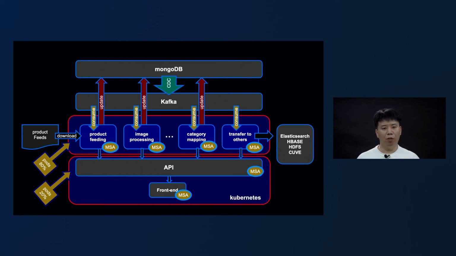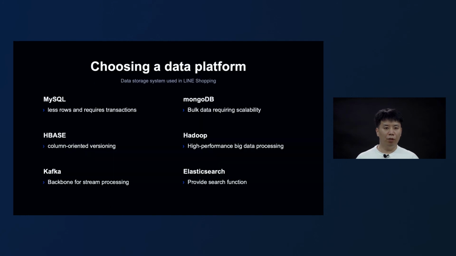And to facilitate further development and deployment, the coupling between each application was removed and an MSA structure was established. Line Shopping uses Kafka, MongoDB, and Elasticsearch, plus MySQL and HBase. We use MongoDB as the main storage system, but it has a disadvantage of weak transactions. So when we need sophisticated modeling and transactions, but with a smaller amount of data, we still use MySQL.